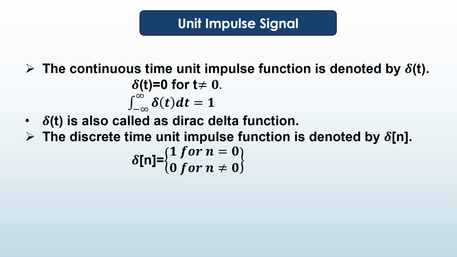Now in discrete time, the unit impulse function is denoted by del of n, and it is defined in such a way that del of n is equal to 1 for n equal to 0 and it is equal to 0 for n not equal to 0. Okay, so that's the unit impulse function.